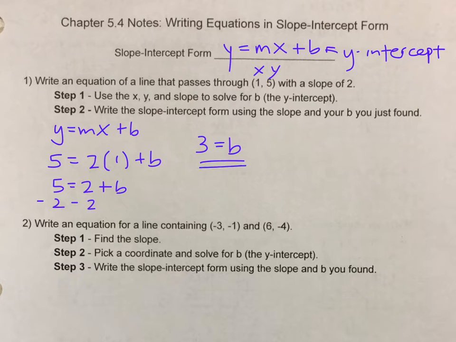Now we have a b. Up here, it told us what our slope was. Now we can write a formula and graph it. Y equals m, which is 2 for our slope, x always stays the same, plus 3 is our b.